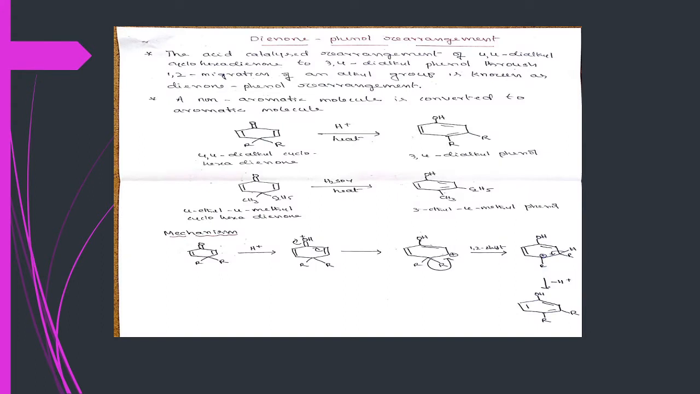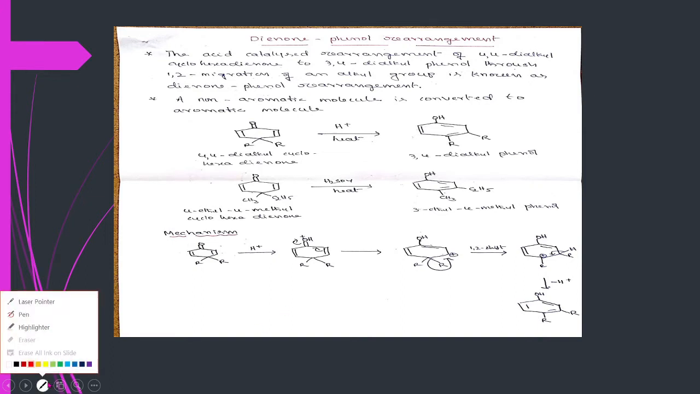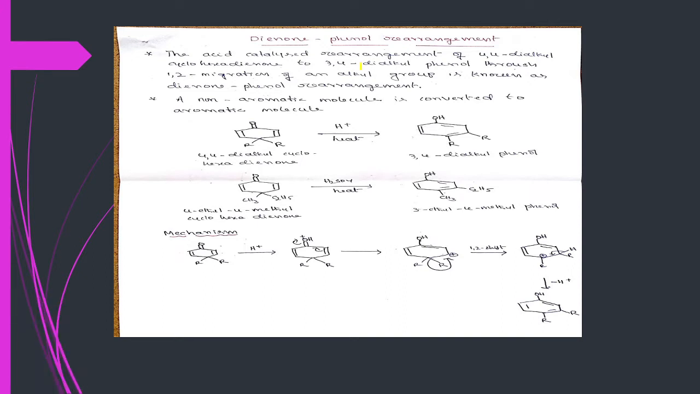Dienone-phenol rearrangement is an acid-catalyzed rearrangement of 4,4-dialkyl cyclohexadienone to 3,4-dialkyl phenol through 1,2 migration of an alkyl group. The 1,2 migration of the alkyl group takes place here, and it is converted to 3,4-dialkyl phenol. This rearrangement is known as dienone-phenol rearrangement.